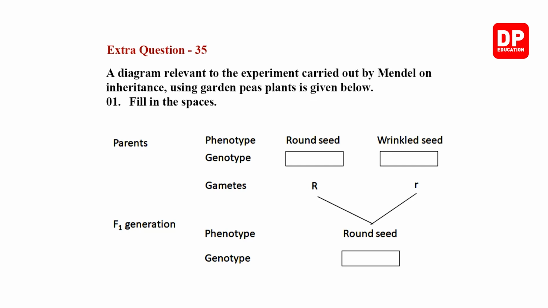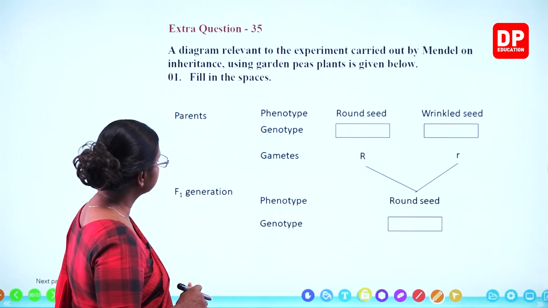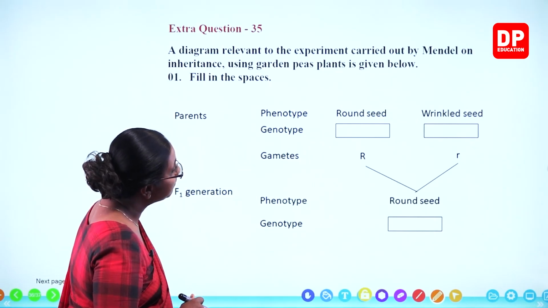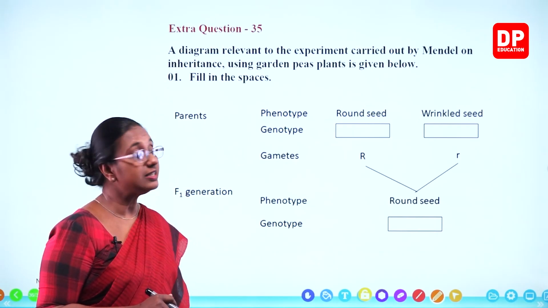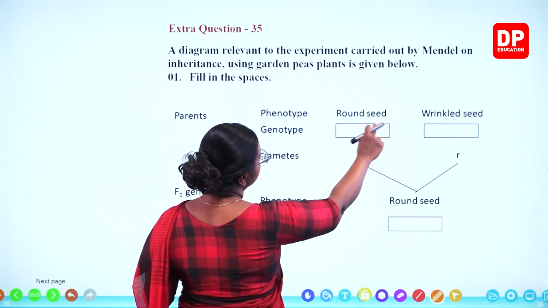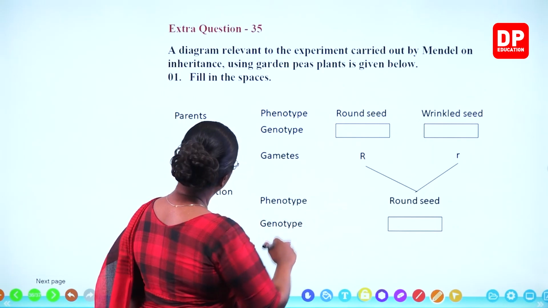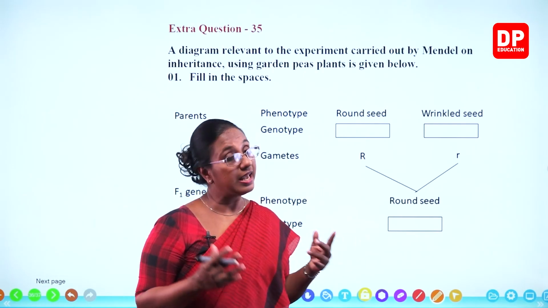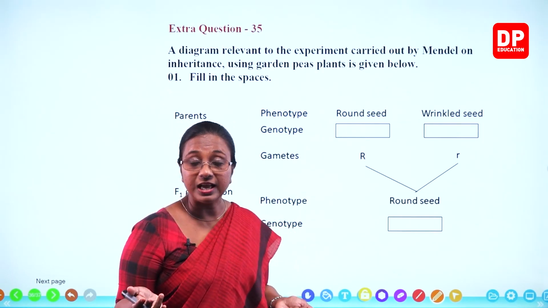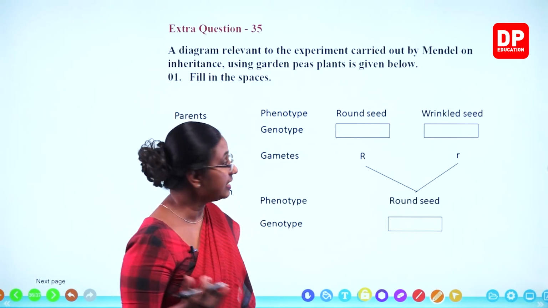Extra question 35. A diagram relevant to the experiment carried out by Mendel on inheritance using garden pea plants is given below. Fill in the spaces. So the parents, phenotype, round seed, wrinkled seed, same as before. Genotype, they want you to write the genotype. The spaces are given. So you know round seed. Now here again, F1 generation, all round seed. So that means round seed is dominant. Anyway, in Mendel's cross, you know the characters and you know what is dominant and recessive.